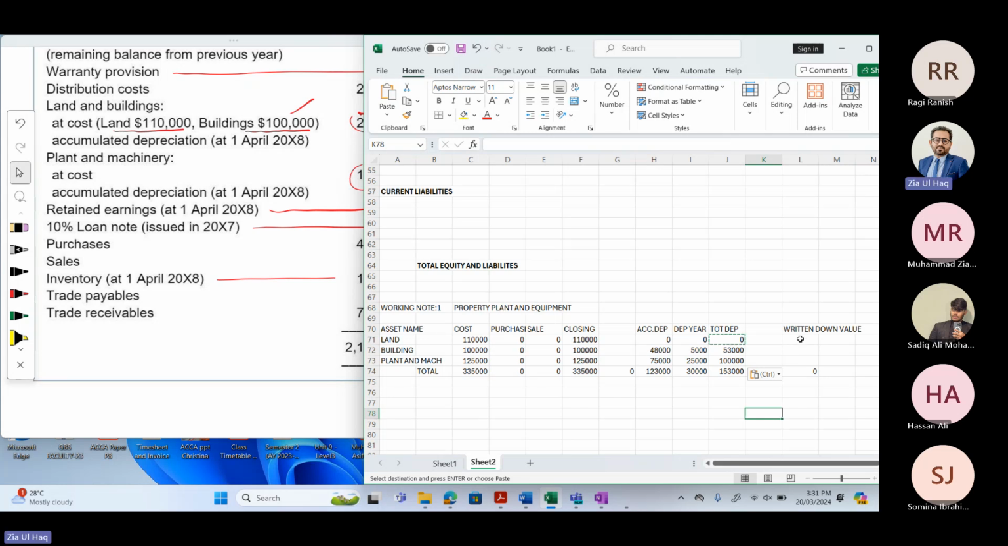Now we need to calculate written down value. How can we calculate written down value? Asset closing balance minus total depreciation. So put equal to sign, this closing balance, put a minus sign, and this total depreciation, put enter. And now this formula we need to calculate here and here as well. How to copy that formula below? Just click on this, Control C, Shift downward, Control V. That is done.